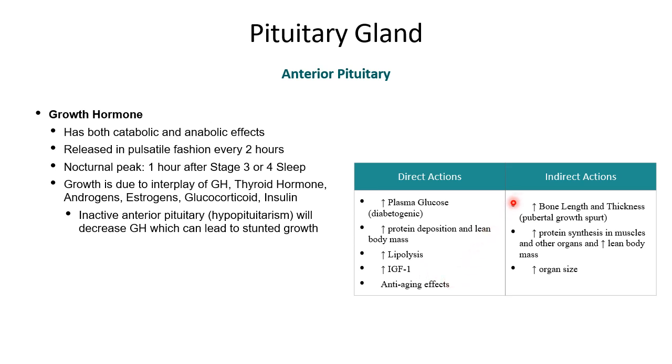What are the indirect actions of growth hormone? It causes bone growth, it causes protein synthesis in the muscles and other organs of the body, and it also causes an increase in organ size.